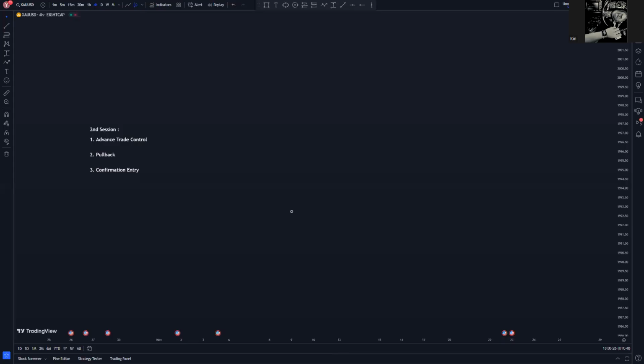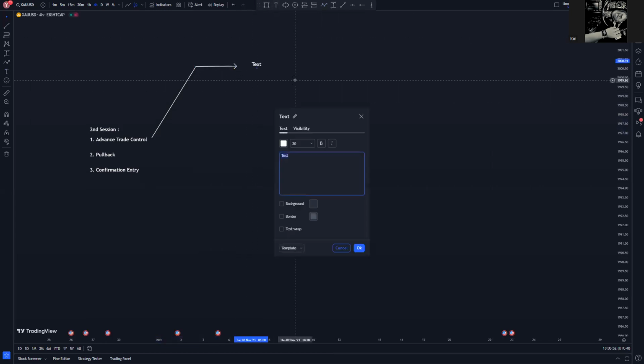All right. So the first topic that we're going to learn today is the advanced rate control. The second one is the pullback. The third one is the confirmation entry. So the first one, the advanced rate control. Actually, we have four types of trade controls.